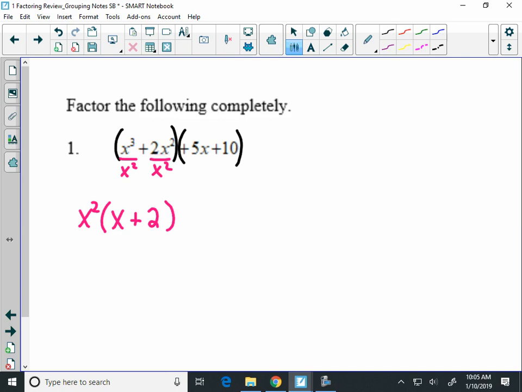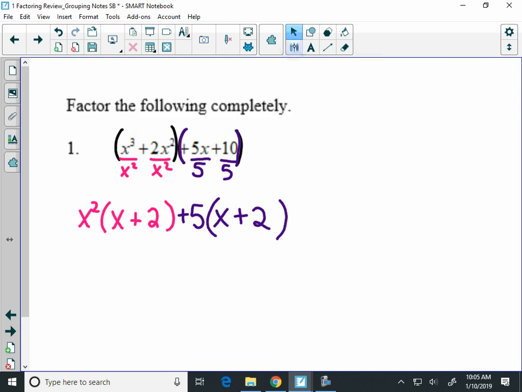Let's look at the parentheses on the right. I have positive 5x and 10. The number that they have in common is 5, not x, because the 10 doesn't have an x. So I pulled out a positive 5, so I'm going to make sure I put a plus 5 in front of my second set of parentheses. 5x divided by 5 gives me x, and 10 divided by 5 gives me 2.